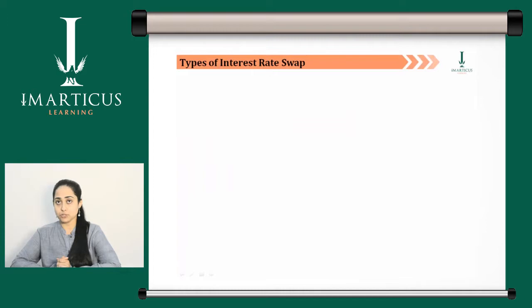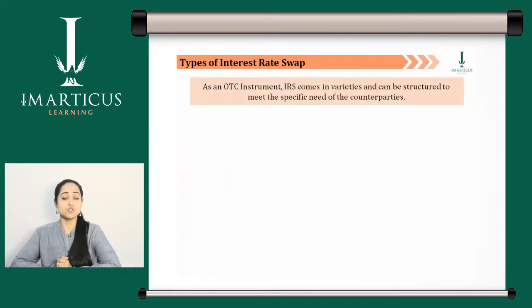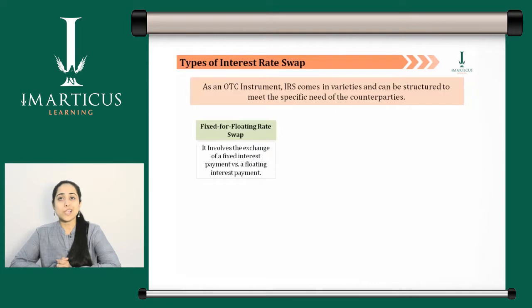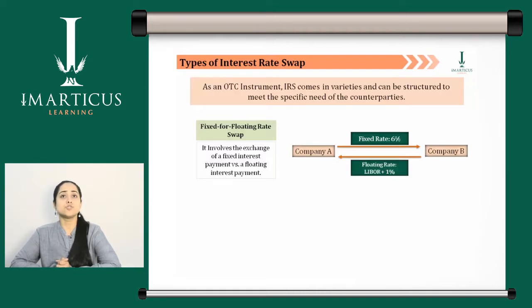Moving on to the types of swap. As an OTC instrument, interest rate swaps can come in a number of varieties and can be structured to meet the specific needs of the counterparties. There are two types of interest rate swaps. First is the fixed for floating rate swap. It involves the exchange of fixed interest payment in exchange for another floating interest payment.